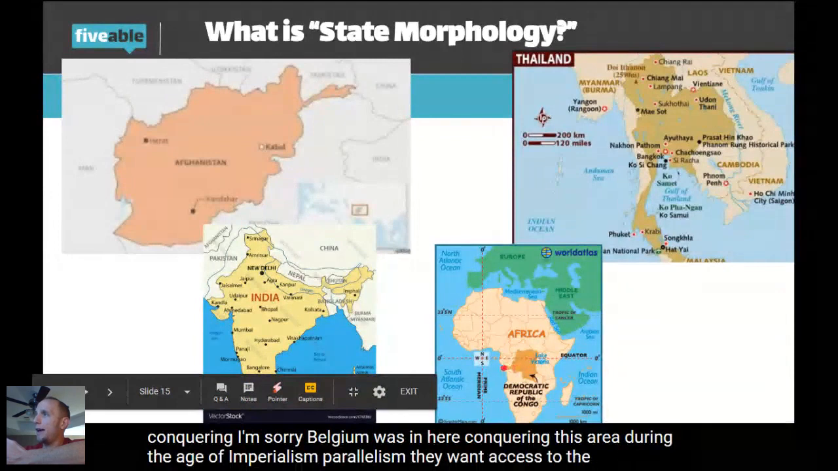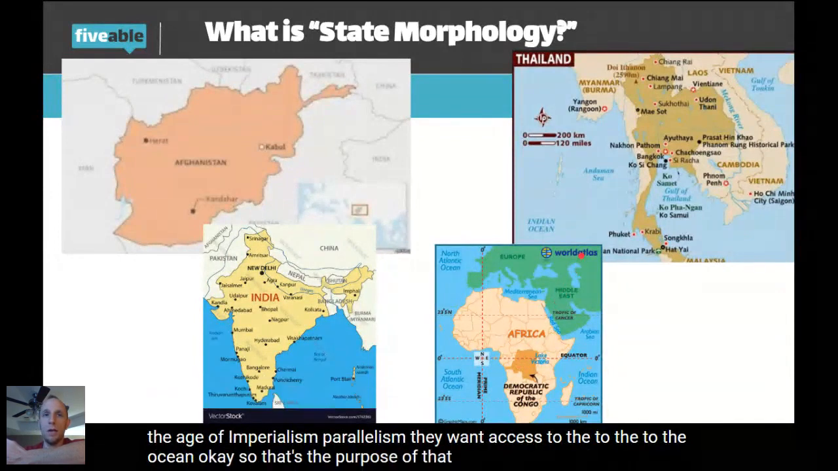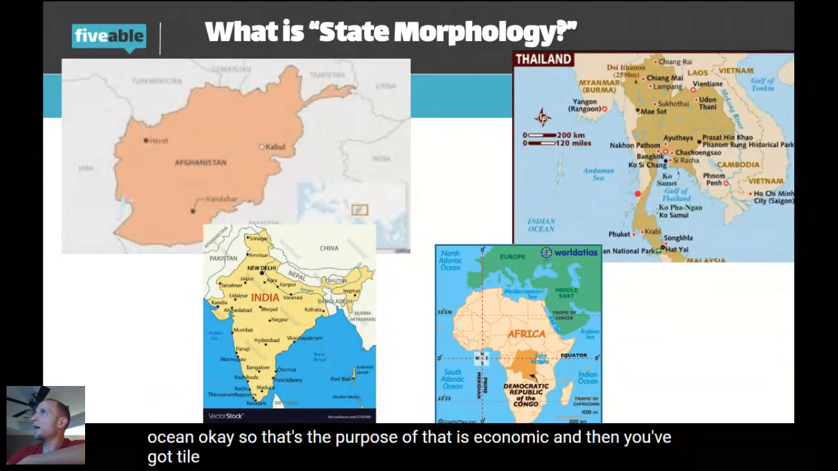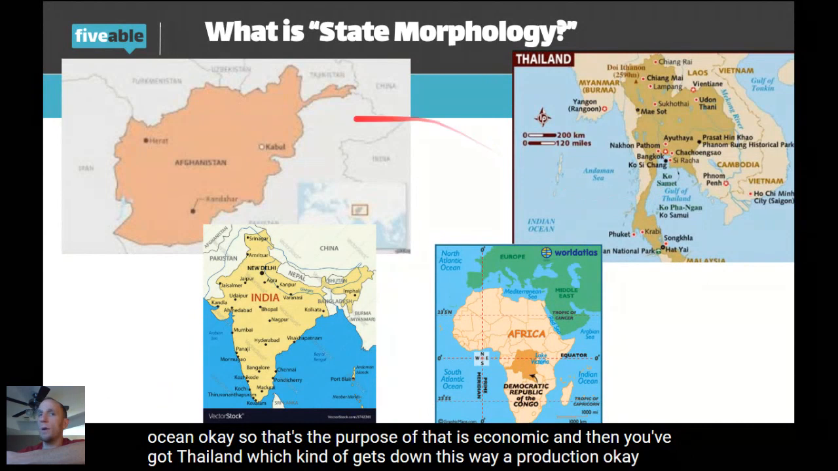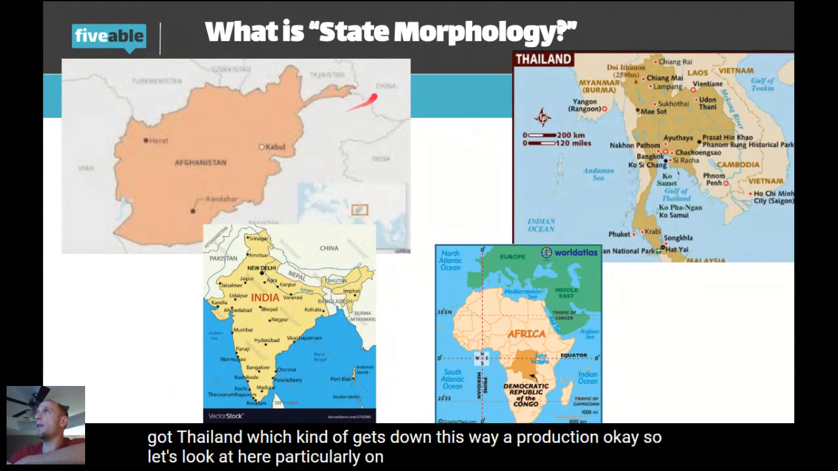They wanted access to the ocean. Okay, so that's the purpose of that. It's economic. And then you've got Thailand, which kind of juts down this way, a proruption. Okay, so let's look right here, particularly at this one.